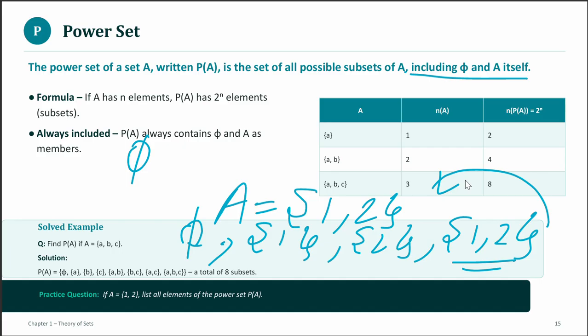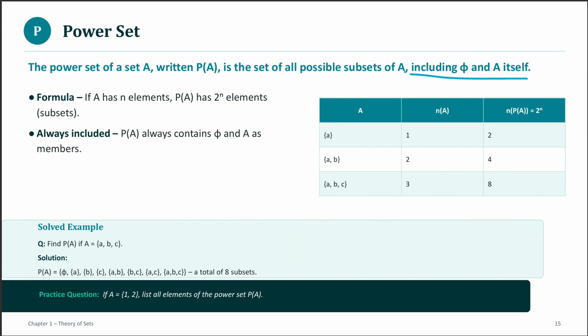That is why. So we can easily know how many subsets could be made from a set using this formula right here, 2^n. If there is a set which has n elements, then P(A), that is the power set, comprises all the subsets of a set. It has 2^n elements, that is, subsets. P(A) always contains phi and A as members.